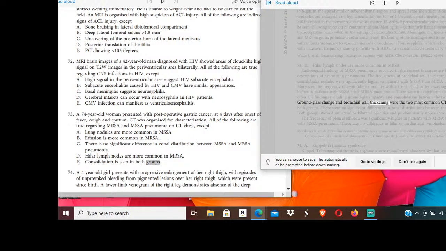Ground glass change and bronchial wall thickening were the two most common CT findings in both groups. There were no significant differences in zonal distributions between the two groups. Both groups showed unilateral or bilateral opacities and predominantly upper zone changes. The frequency of pleural effusion was significantly higher in patients with MRSA than in those with MSSA pneumonia. There was no difference in hilar or mediastinal lymphadenopathy.